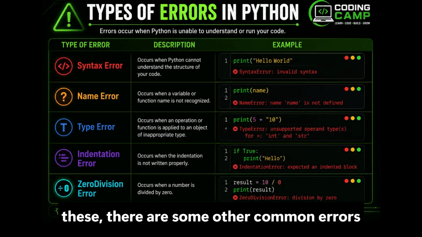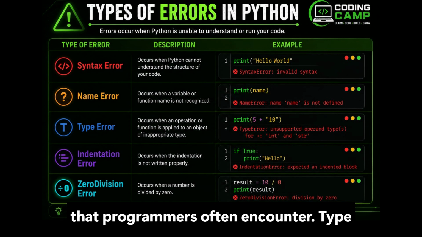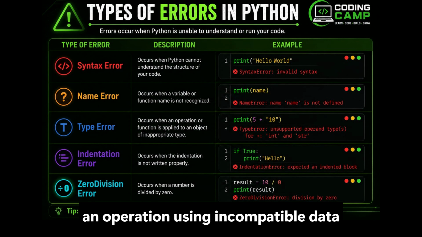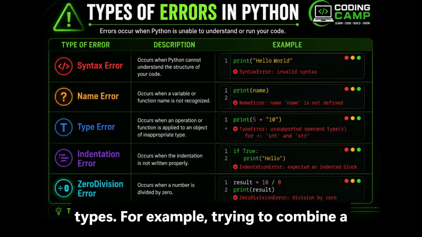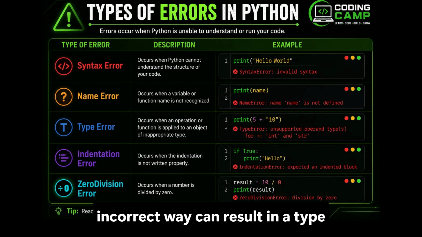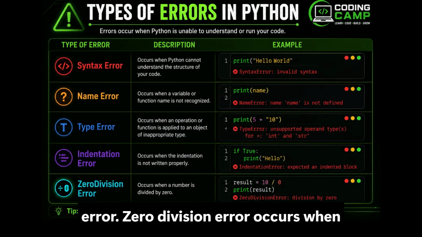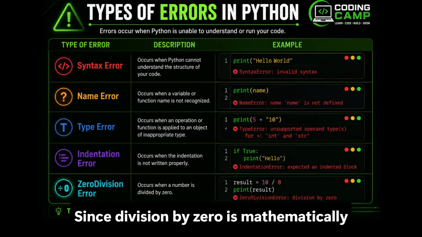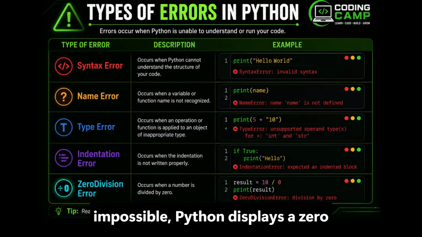Apart from these, there are some other common errors that programmers often encounter. Type error occurs when we try to perform an operation using incompatible data types. For example, trying to combine a number with a text value in an incorrect way can result in a type error. Zero division error occurs when we try to divide a number by zero. Since division by zero is mathematically impossible, Python displays a zero division error.